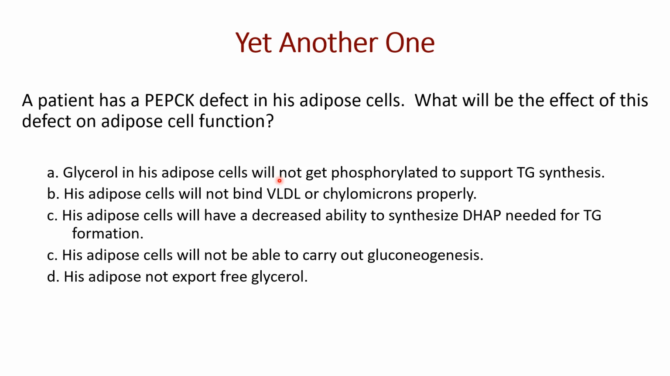Okay, that's true, but adipose tissues also do gluconeogenesis because they need to produce a certain amount of DHAP that can be used to recycle the excess free fatty acids that were produced by hormone-sensitive lipase, but were not released into the blood, and you want to turn those things back into triglycerides. So you're looking for an answer here that has something to do with triglyceride formation.